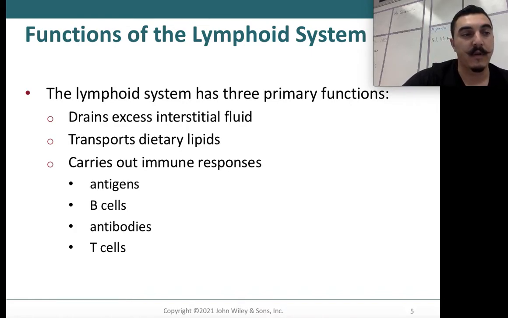Transport a lot of those lipids back to their vessels where they're supposed to go, and then through that system, we have specific immune responses to antigens. We create B cells, we create antibodies, we create T cells in different organs and different parts. So B cells and T cells are the main ones that are going to be fighting against anything foreign that's coming into our body.